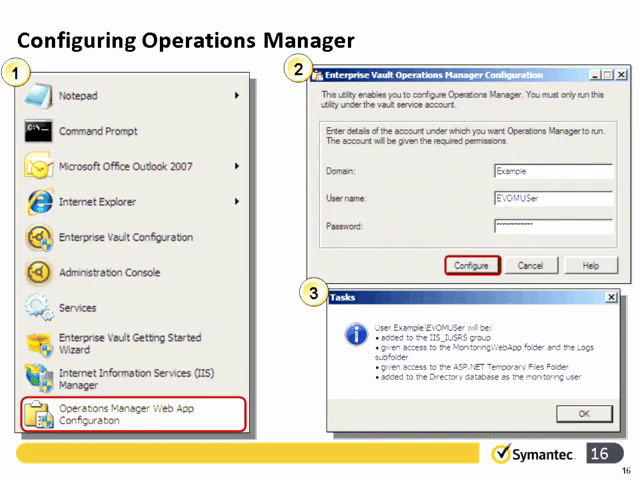These are going to include things such as being added to the IIS_users group, being given access to the monitoring web app folder and the log subfolder, also being given access to the ASP.NET temporary files folder, and being added to the directory database as the monitoring user. And here, when we use the term directory database, we're talking about the Enterprise Vault directory database.